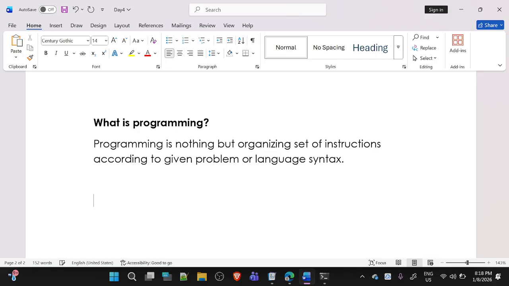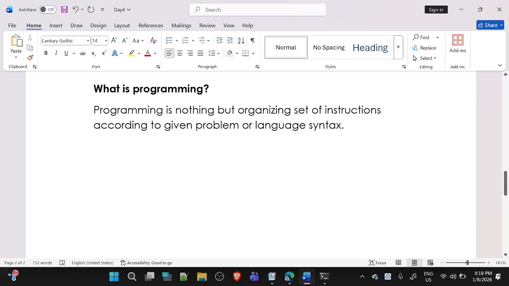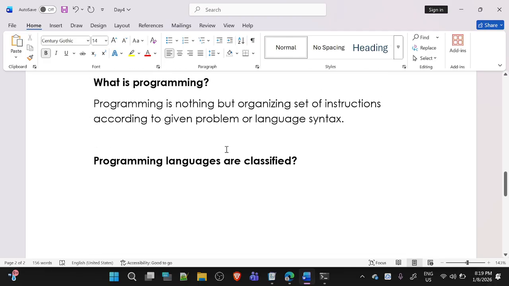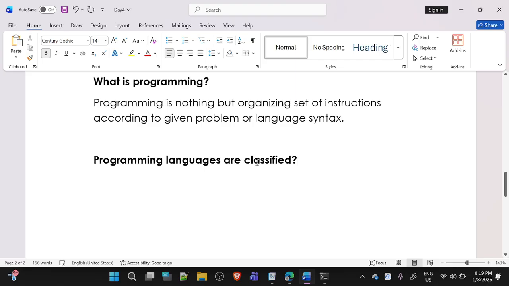And now another question is, if somebody asks you, programming languages are classified into how many categories? In how many categories are programming languages classified?